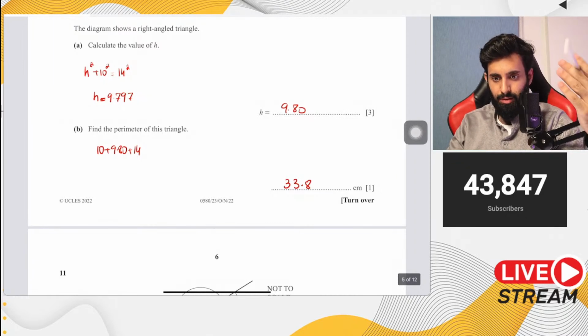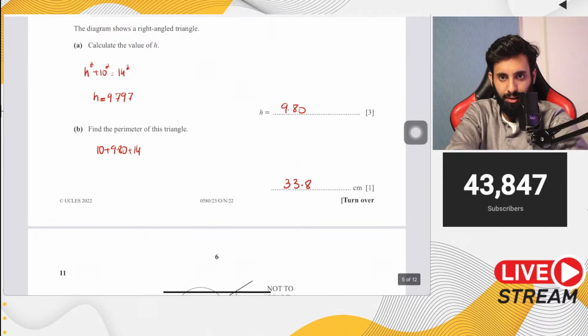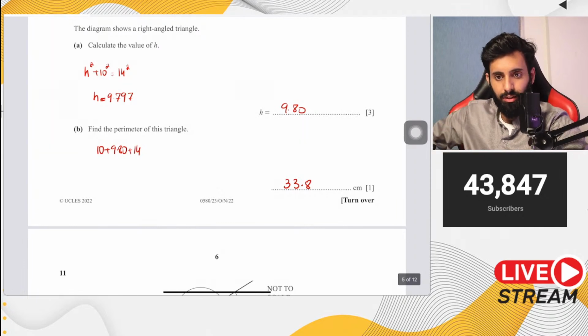Sir, where do you upload your solved files? In the same folder. Okay, check the same folder. Let me check it right now. You will find the solved version as well. Okay. It will be written next to it whether it's solved or unsolved.